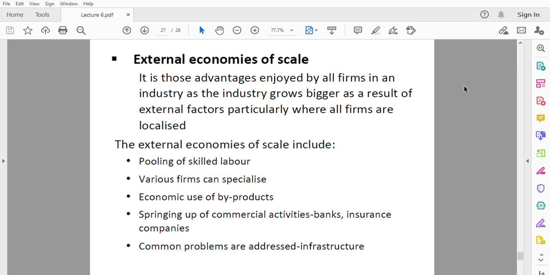Because it's an industry, one firm can specialize in the production of, let's say, if it is cosmetics, one firm can decide to specialize in the production of pomade. Another firm can decide to specialize in the production of something else.